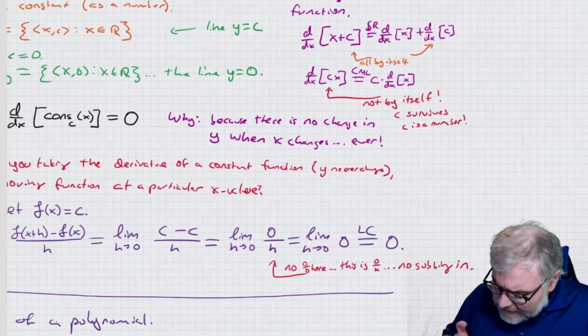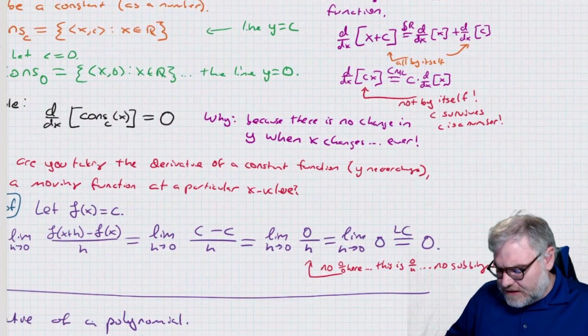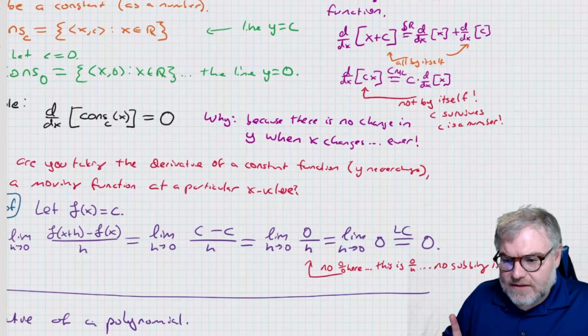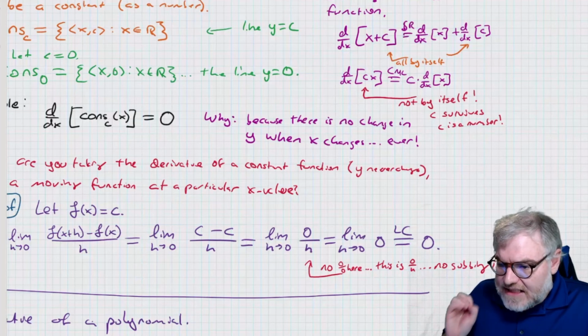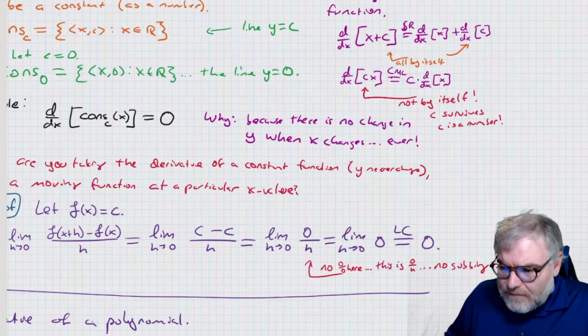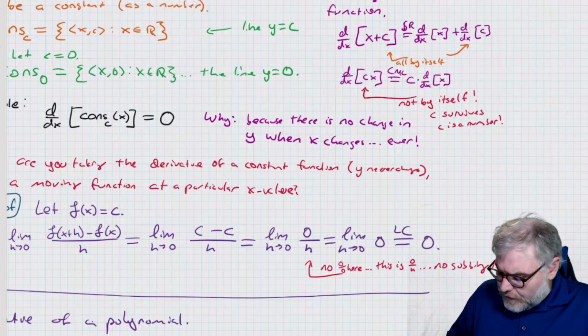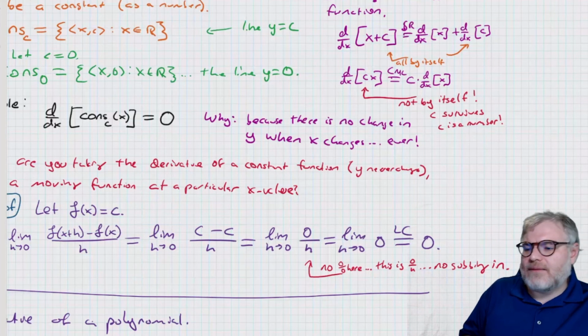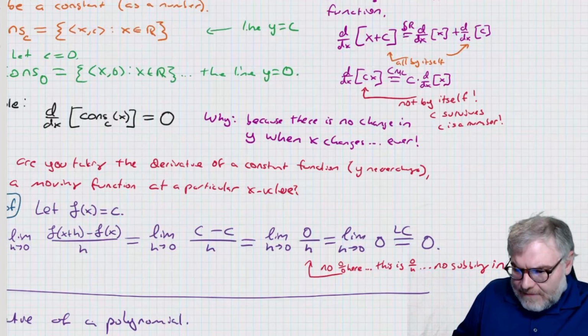Again, it's a little confusing because you've got the limit as h goes to 0 of 0 over h, and you're like, well, that's 0 over 0. No, it isn't. It's just 0 because I can get rid of the h without subbing in. Okay? There's no subbing in here. I've still got the limit as h goes to 0 of 0. Now I apply the limit law.